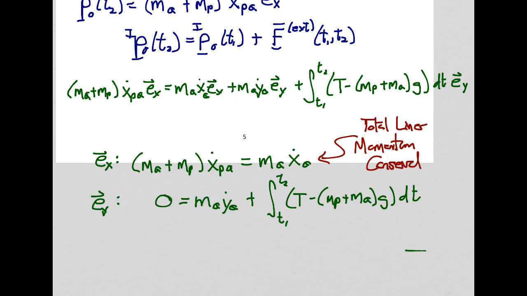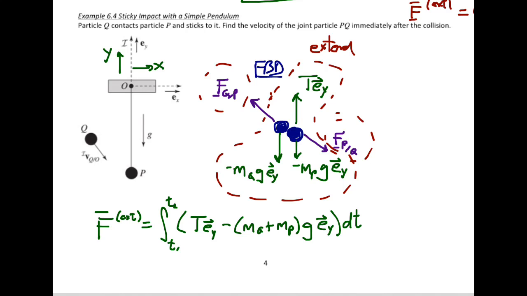But because there is an impulse in the EY direction, that means that the total linear momentum was not conserved in that direction. Hopefully this makes sense: we have this particle Q, which impacts P and sticks to it. When it sticks to it, it loses all the velocity that it had in the y direction. So any of the y momentum it had in the EY direction is absorbed once it contacts P.